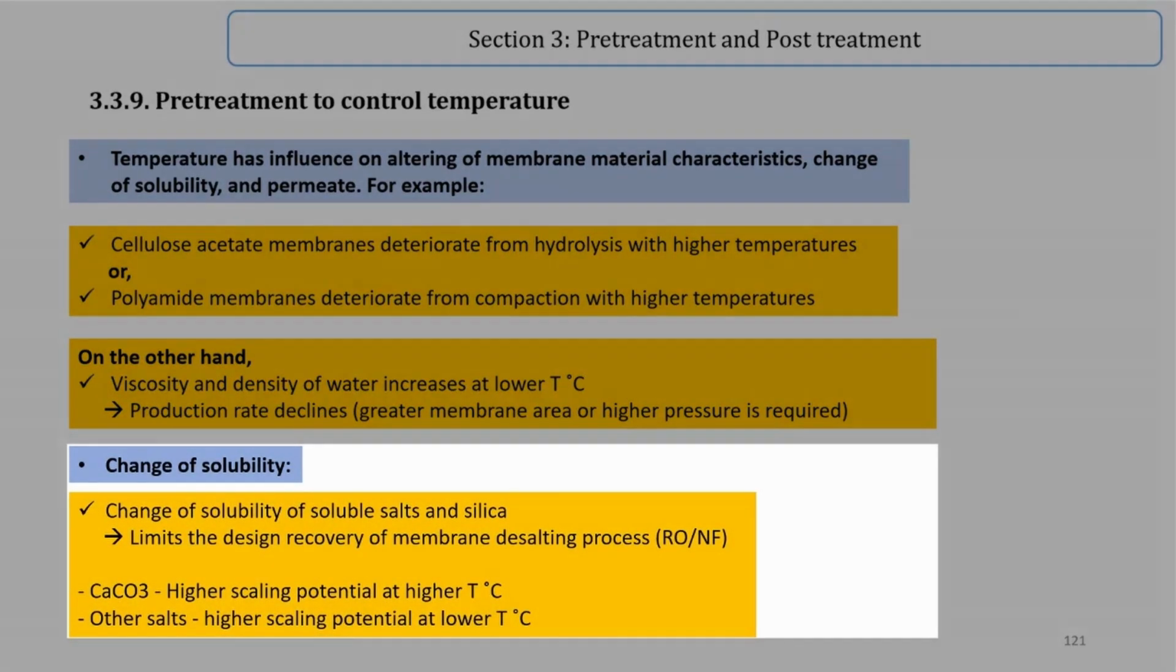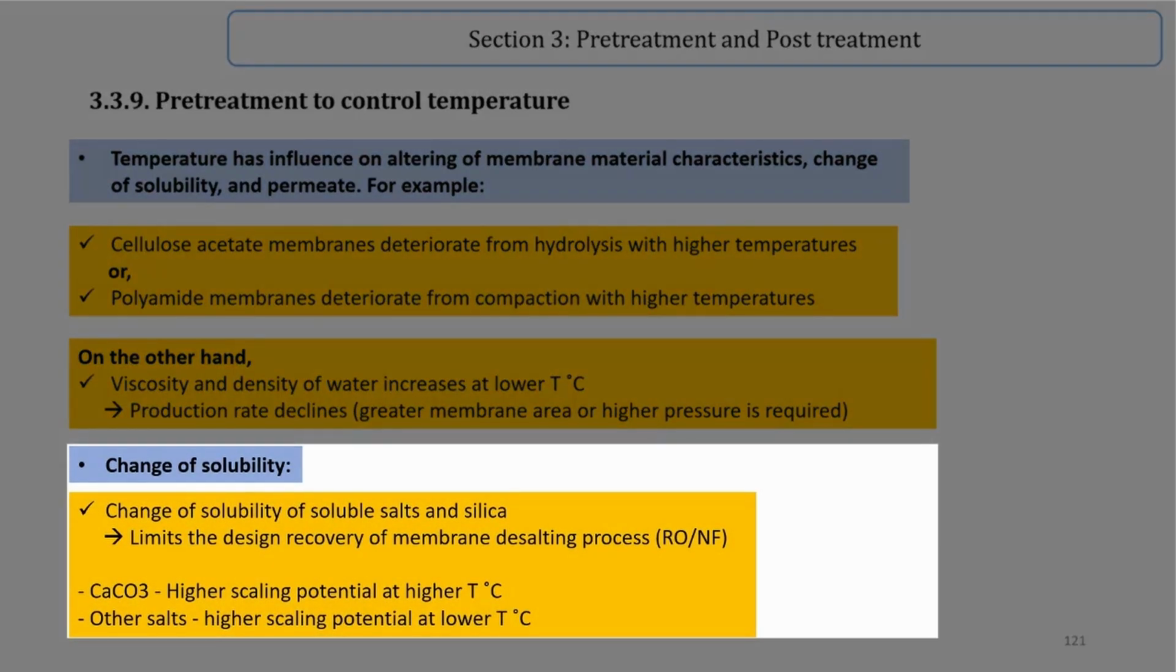Change of solubility also has some influences. For example, change of solubility of soluble salts and silica results in limitations of the design recovery of membrane desalting process. Or at higher temperature, scaling potential based on calcium carbonate increases, but at a lower temperature, higher scaling potential for other salts can take place.